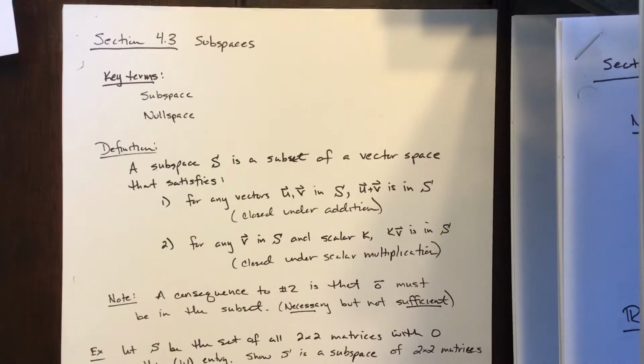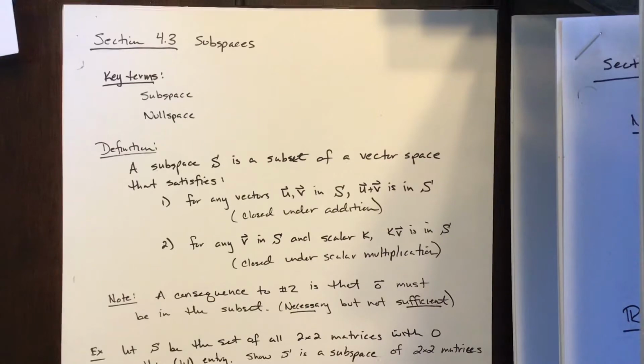The second condition is that for any vector v in the subset and scalar k, k times v is in the subset. And when that is the case, we say it's closed under scalar multiplication. If the subset is closed both under addition and under scalar multiplication, we say the subset is a subspace.